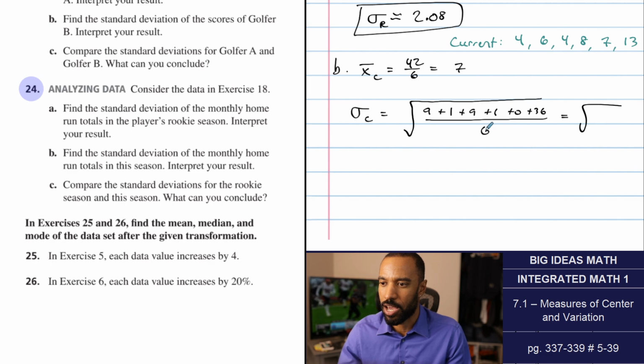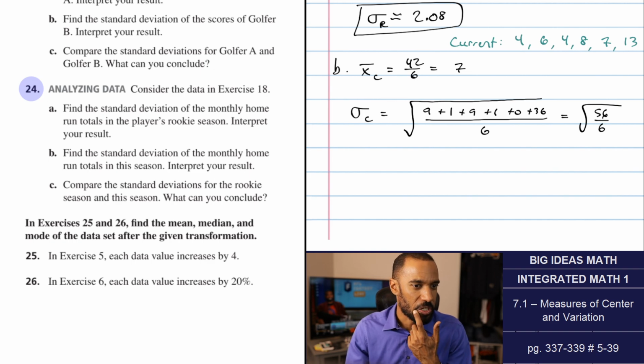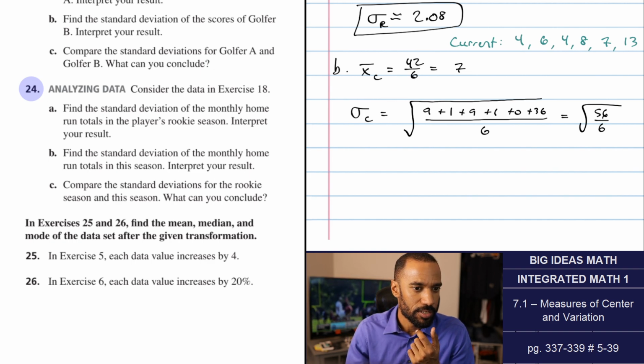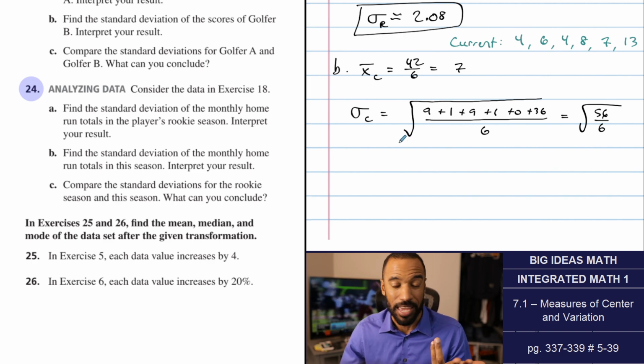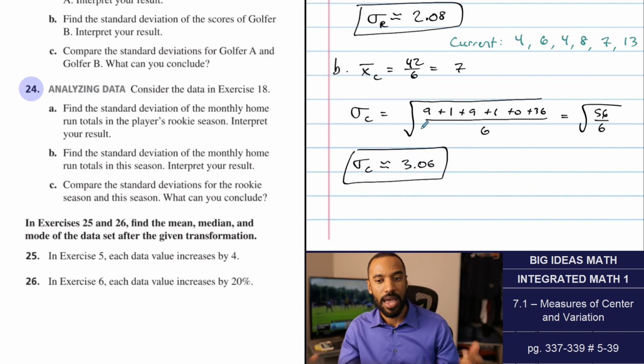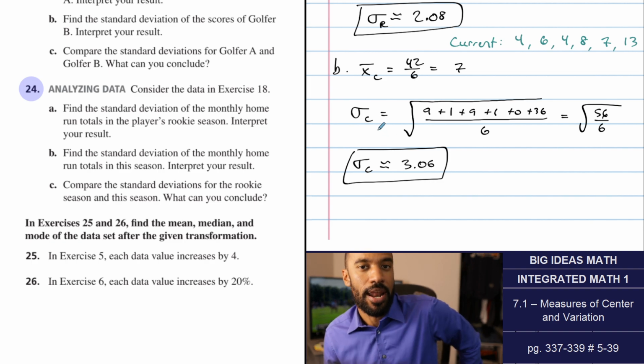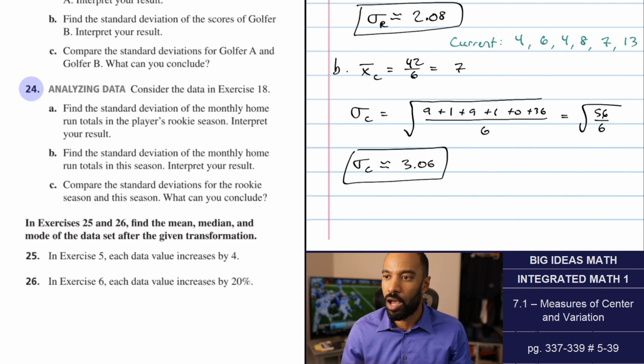Okay. This will become much more spread out based off that. 10, 20, 56. Not much more, but it will be more. So square root of 56 over 6 is 3.055, so around 3.06. So there's more spread. They're more distributed and more spread out in their current season.